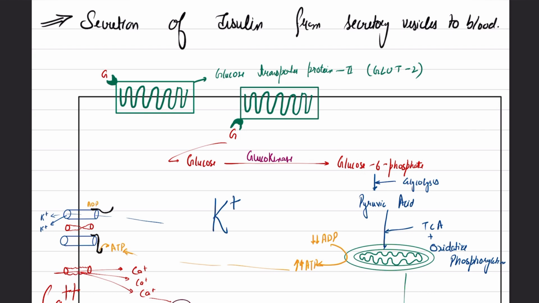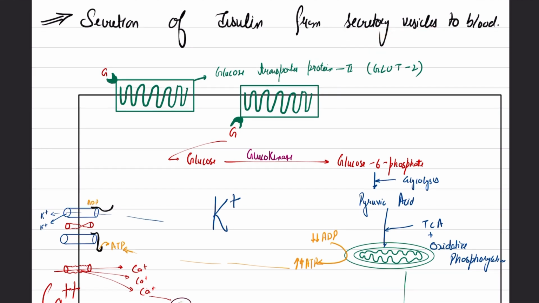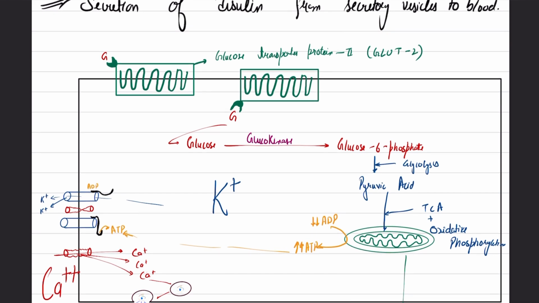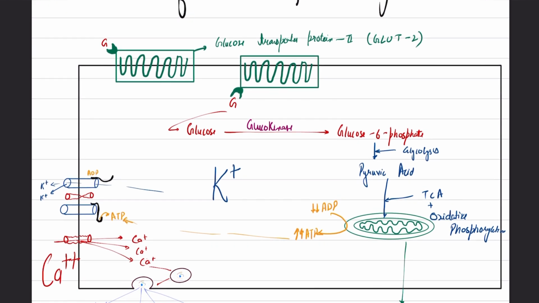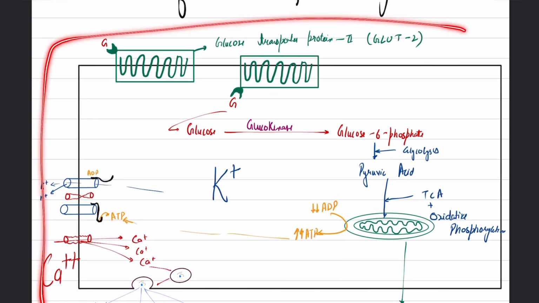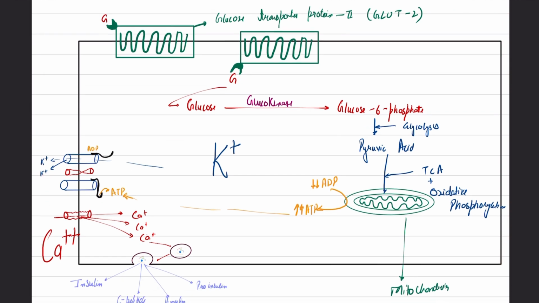In this video, we are going to learn about secretion of insulin from secretory vesicles to the blood. I have already made a video of how insulin gets stored in the secretory vesicles. So now I'm going to explain to you about the secretion of insulin from secretory vesicles to the blood from this single diagram. This diagram is very important.